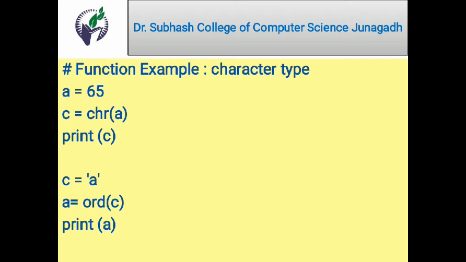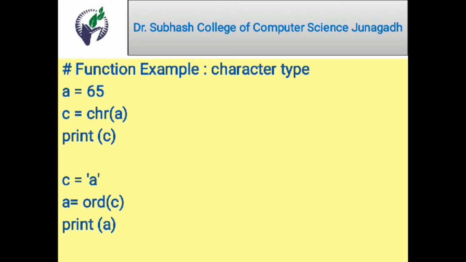Here a equals 65 and c equals chr(a). What will it do? Here the integer a is 65, and you know very well that 65 is the ASCII value of the character capital A. So what will c contain? c will contain the character A.